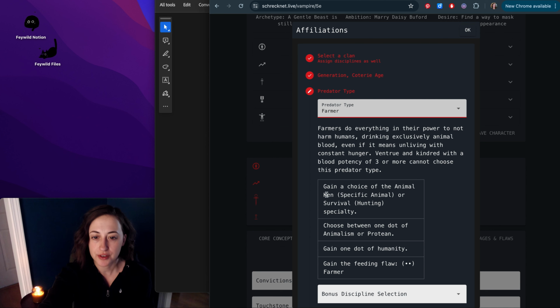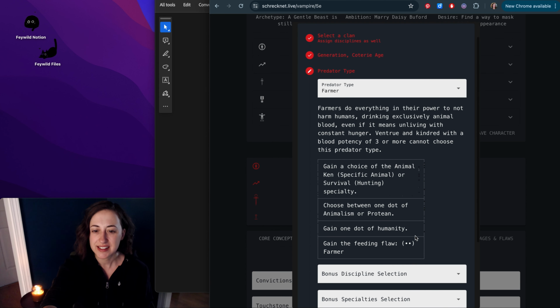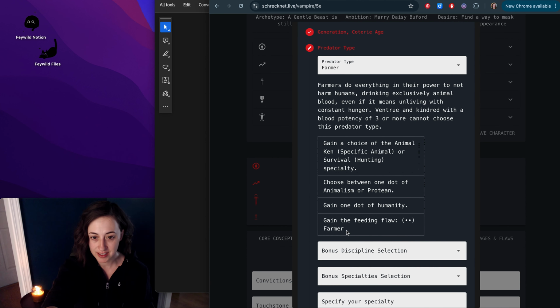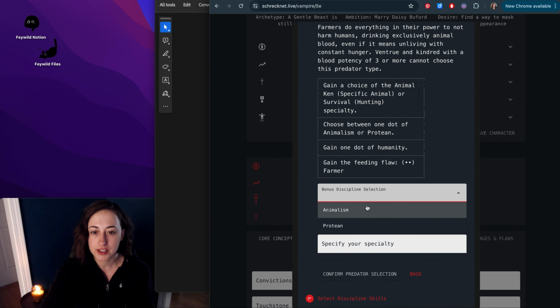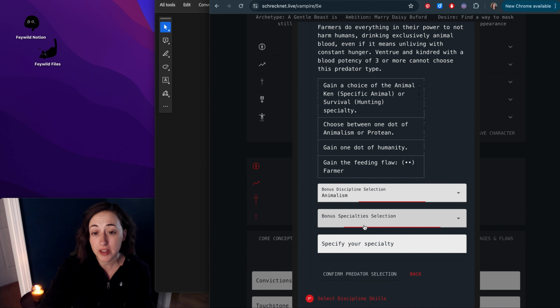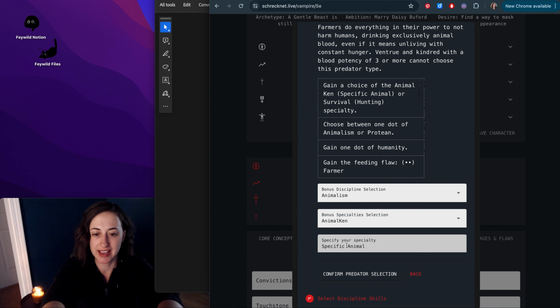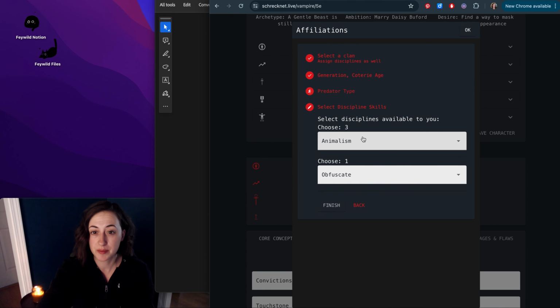And so it'll tell you you'll be able to gain a specialty. You get to choose between 1 dot of animalism or a protean. And it tells you all the things you get. And so feeding flaw, I think, is actually technically vegan. So I get a disadvantage trying to eat people. That's veganism for vampires. And so I'm going with animalism. Like I said, I'm leaning really hard into that. And my specific animal is going to be rats. I think I want rats. So we have our predator type.